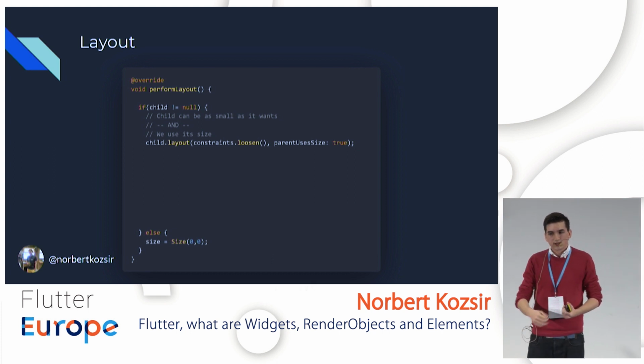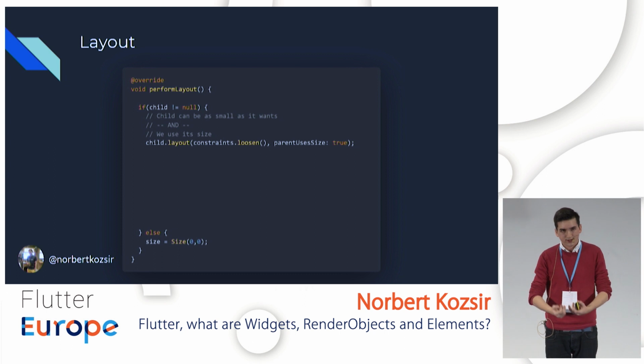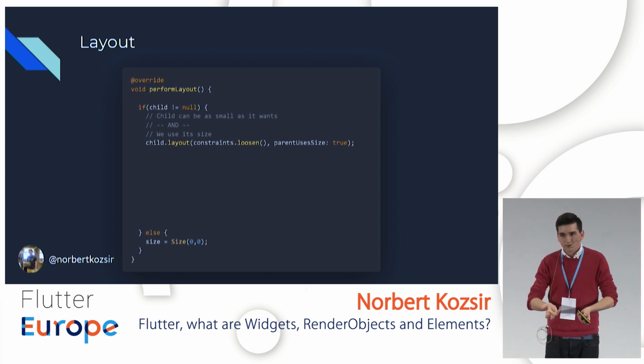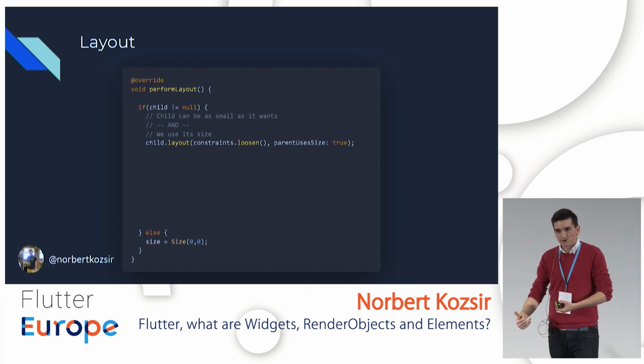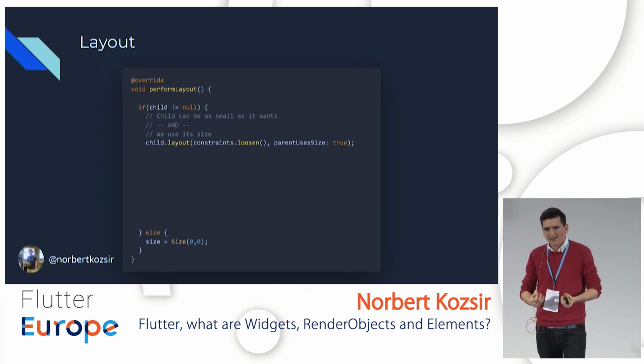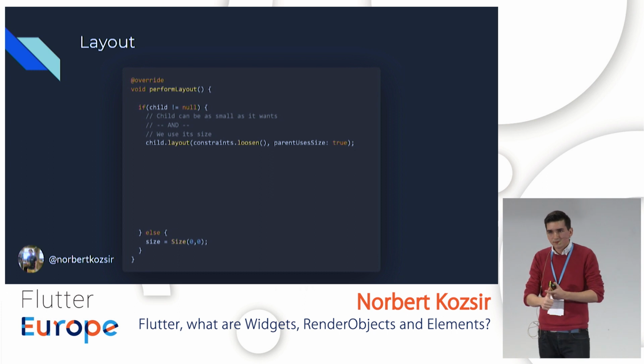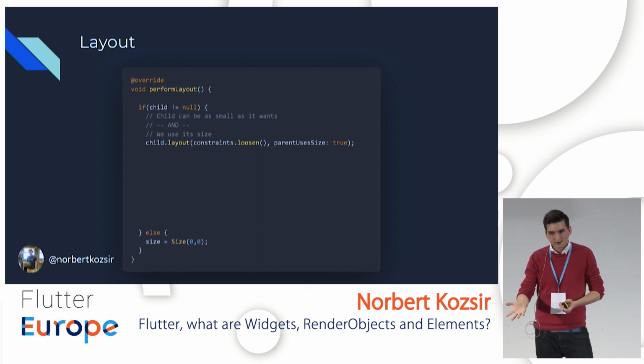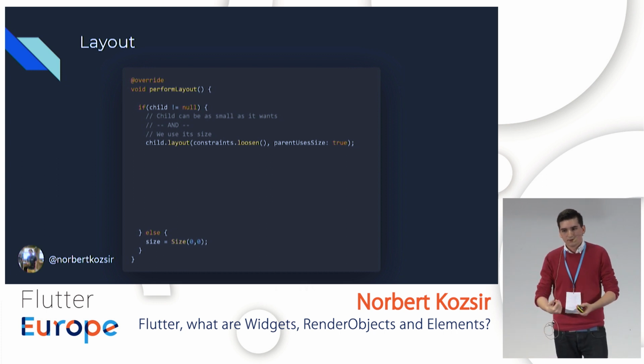So we do child.layout, and we have to pass constraints. Constraints, that's the contract. We get constraints from our parent, and we pass constraints to our child. A constraints object is basically an object which specifies the minimum width and height, and the maximum width and height. In this case, we loosen those constraints, meaning we remove the minimum.